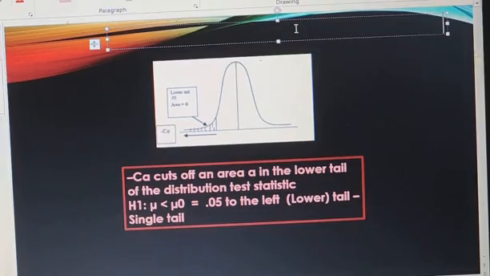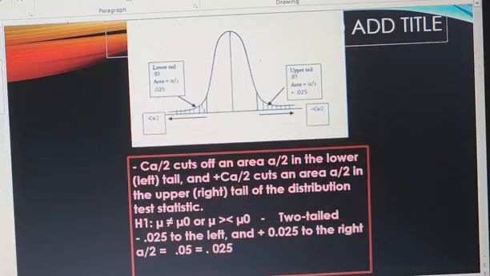H1: mu0 equals 0.05, to the left, lower tail, single tail. Plus C alpha cuts off an area alpha in the upper tail of the distribution of the test statistic. H1: mu0 equals 0.05, to the right, upper tail, single tail. C alpha/2 cuts off an area alpha/2 in the lower, left tail, and plus C alpha/2 cuts off an area alpha/2 in the upper, right tail of the distribution of the test statistic.